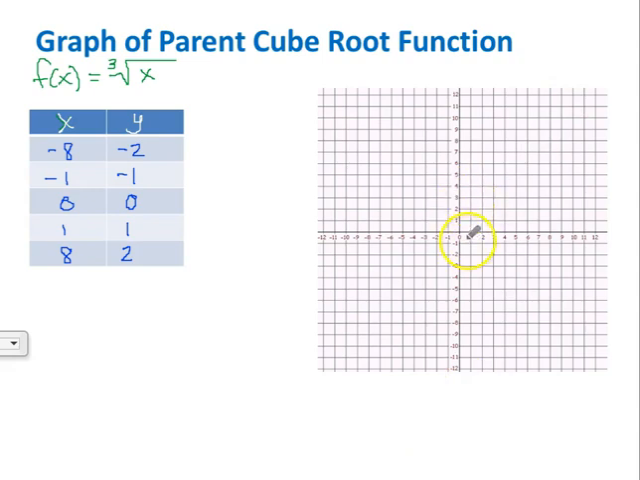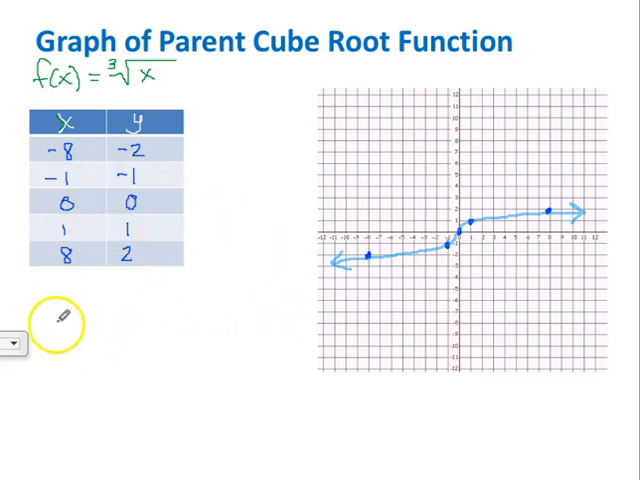So let's plot these points, starting with -8, -2. There's that point. -1, -1. Then we've got 0, 0. We've got 1, 1. And then we've got 8, 2. So the graph of a parent function, remember, these aren't the only points. We could pick any x value and get a corresponding y value. But the general shape, if we connect our points, is going to look like that. Kind of like an S shape that we get for that graph.